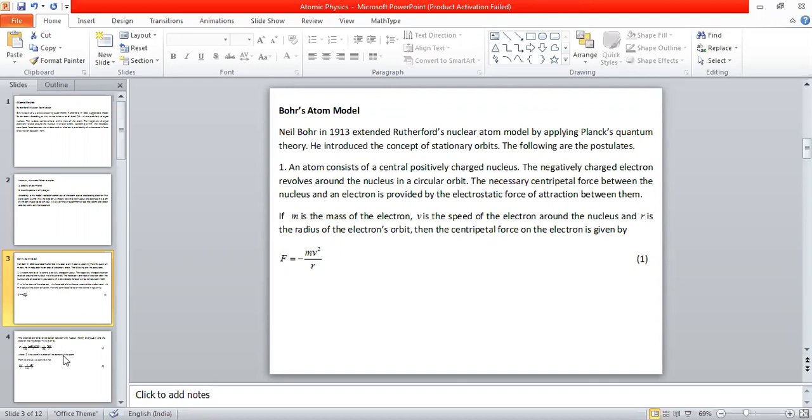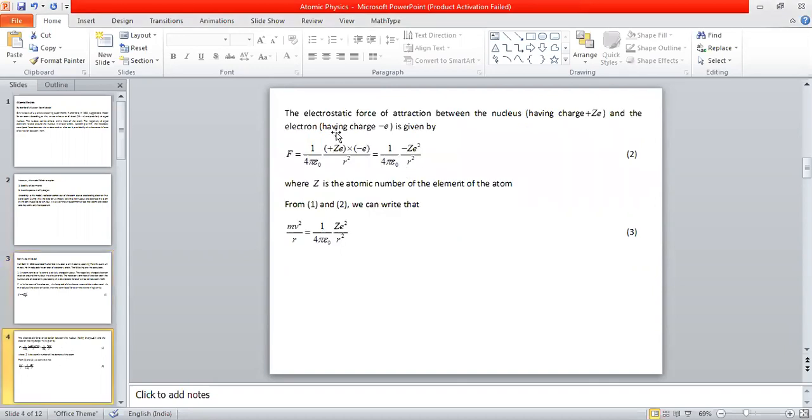Then the electrostatic force of attraction between the nucleus, we are assuming the nucleus has a charge plus Ze. Z can be anything. For example, in the case of the hydrogen atom, Z is equal to 1. In fact, we are going to discuss only the hydrogen atom later, but anyhow, let us write this expression in the general case. If Z is the atomic number of the atom, then the nucleus carries a charge of plus Ze. And we are considering one single electron revolving around the nucleus, so its charge is minus e.